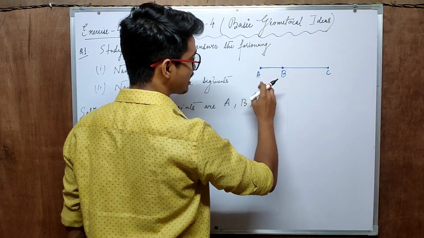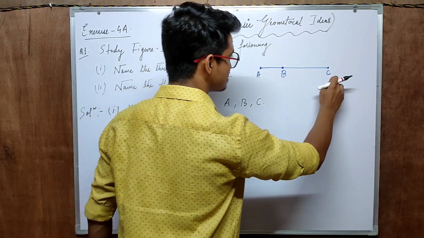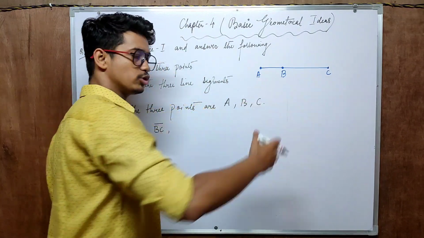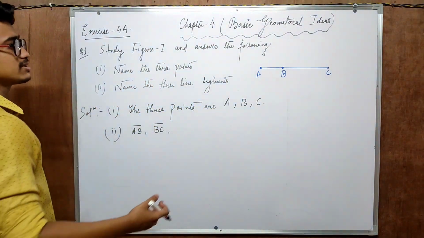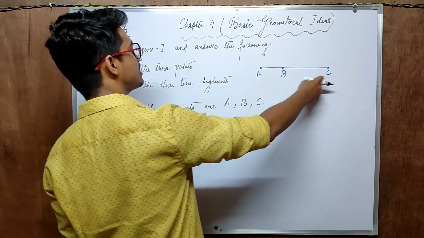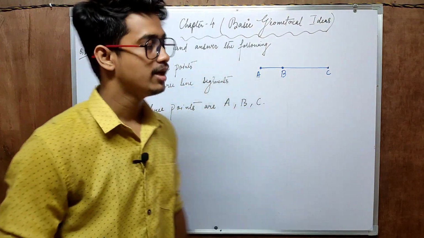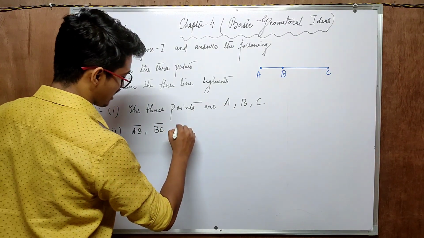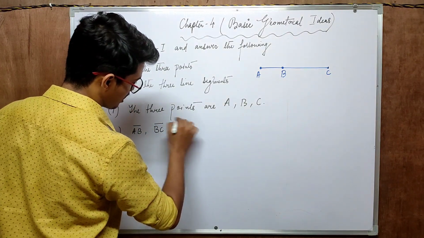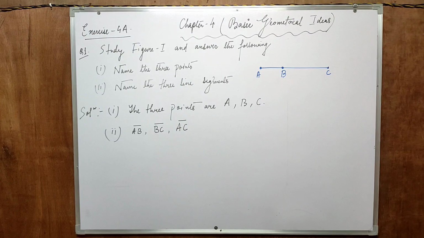So that means how will I write it? A and C. You can also write C and A, both are the same, right? If you write CB instead of BC, in that case it is also the same, right? So that means AC will be our next line segment.